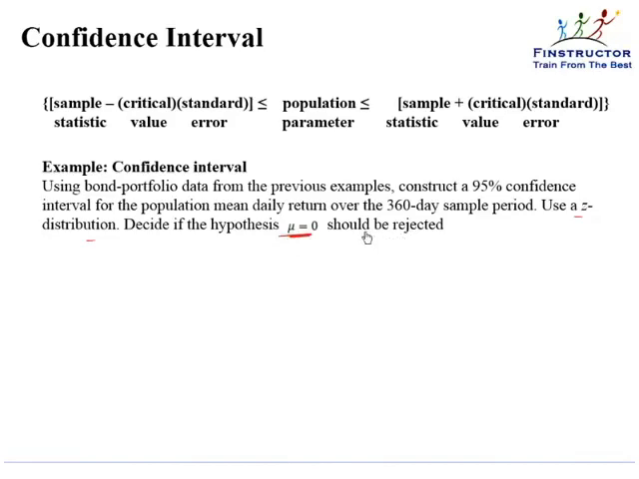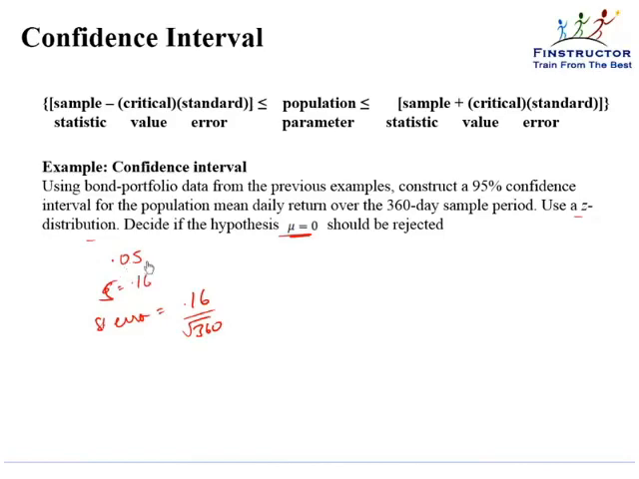So just to recall, the mean came out to be 0.05. The standard deviation was given to be 0.16. That was a sample standard deviation. And the standard error could have been calculated as 0.16 divided by the square root of 360.